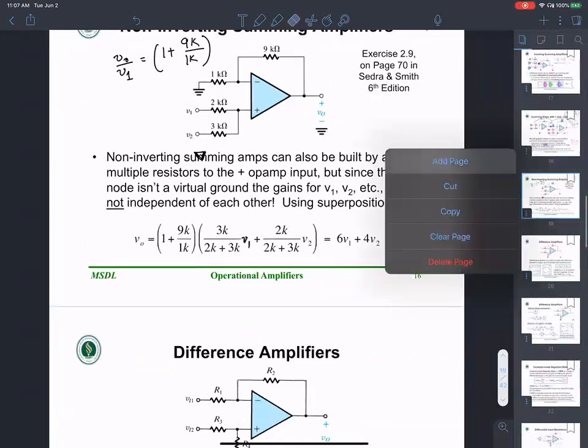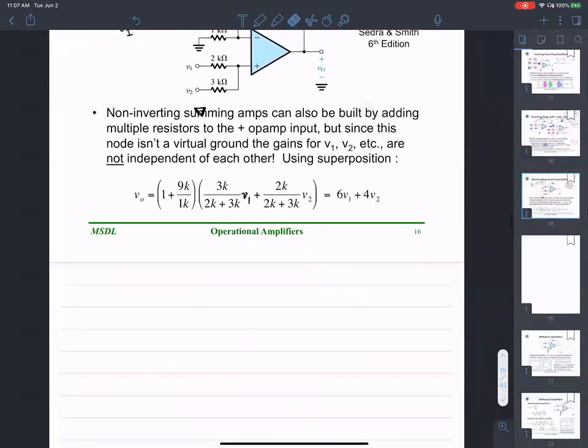Let's see, add page. Just give me 1 second.